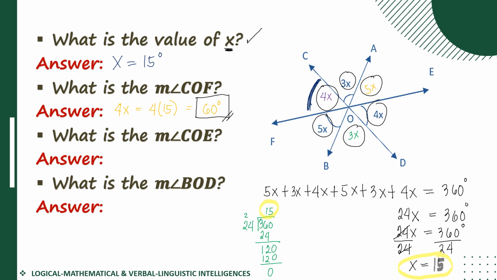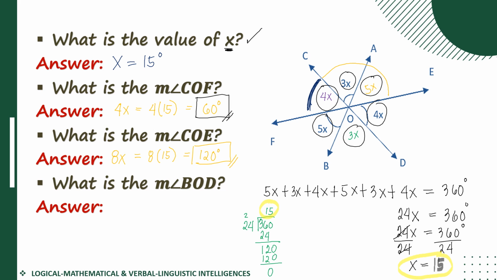What is the measure of angle COE? So for the measure of angle COE, where is angle COE? This one. For angle COE, that is a combination of 3x and 5x. So we're just going to have 8x, right? So let's have in here 8x, then substitute. So 8 times 15, we're going to have how many? So 120 degrees. So 2 times 15 is 30, and then 4 is 60, and then 8 is 120.